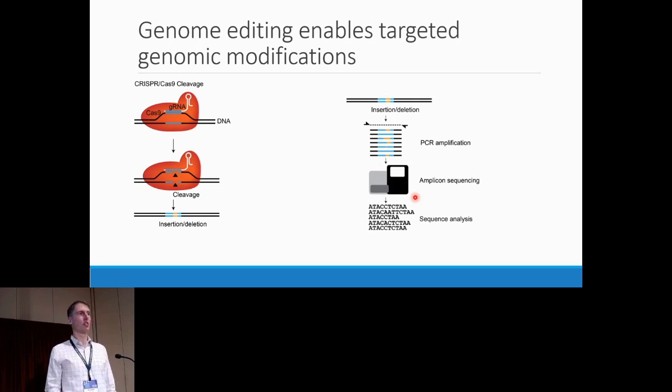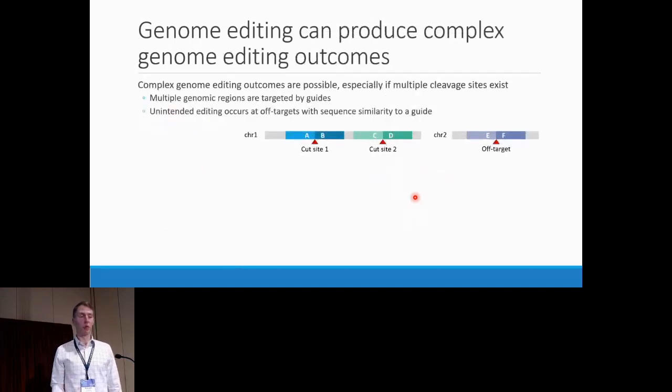However, these short insertions and deletions are not the only outcomes that can be produced by genome editing. Instead, there can be a lot more complex genome editing outcomes, particularly if multiple sites are targeted in the genome. If there are multiple sites that have double-stranded breaks, then they may be joined together in unexpected ways. For example, if two guides are used to target two separate sites in the genome, these can be joined. Or if there's an unexpected off-target that could be targeted by one of the guides, this could create multiple double-stranded breaks that are joined in unexpected ways.